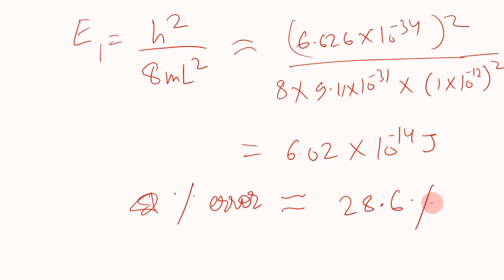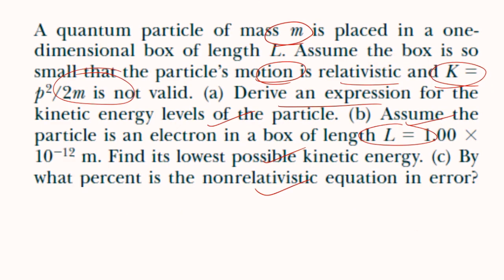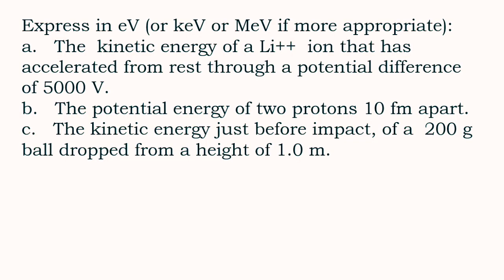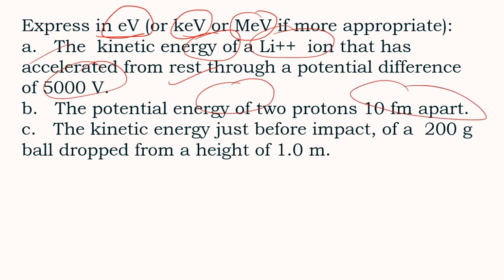Okay, so this is how you solve these kinds of questions. Next question: express in electron volt, keV, or MeV, whichever is more appropriate. The first part is the kinetic energy of a lithium-2 positive ion that is accelerated from rest through a potential difference of this. The second part is the potential energy of two protons that are this much distance apart. The third part is the kinetic energy just before impact of a 200-gram ball dropped from a height of this. Okay, so first we'll do the first part.